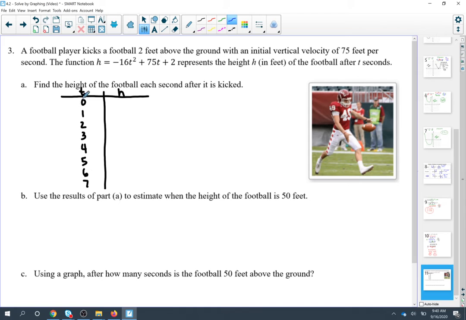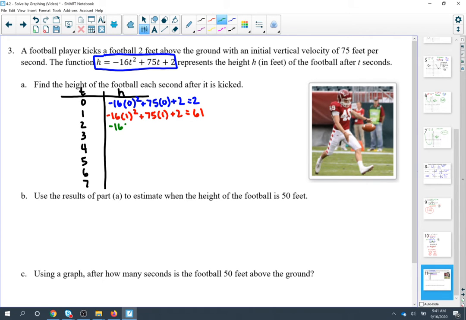So at 0 seconds, we're going to come back to our function, and we're going to substitute in 0. So negative 16 times 0 squared plus 75 times 0 plus 2 is 2. Then we're going to do the same thing with 1. So negative 16 times 1 squared plus 75 times 1 plus 2, use your calculator, is 61.